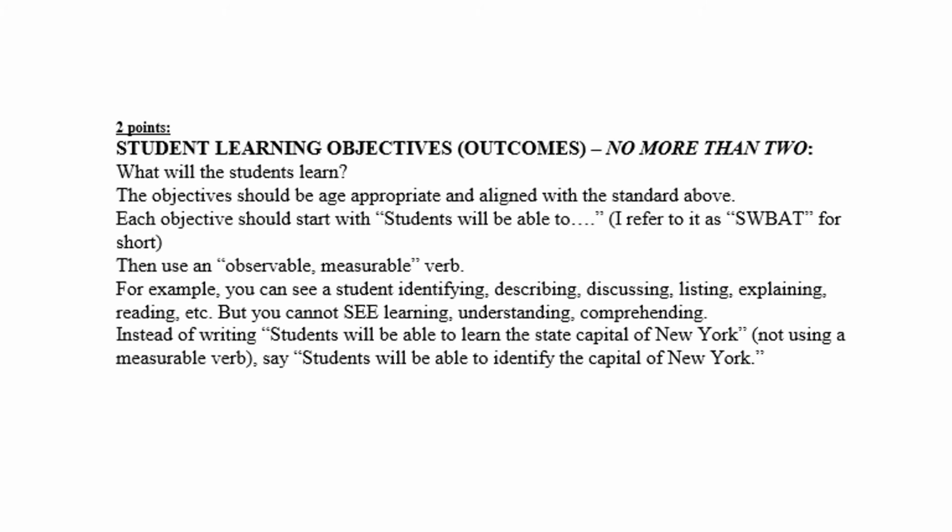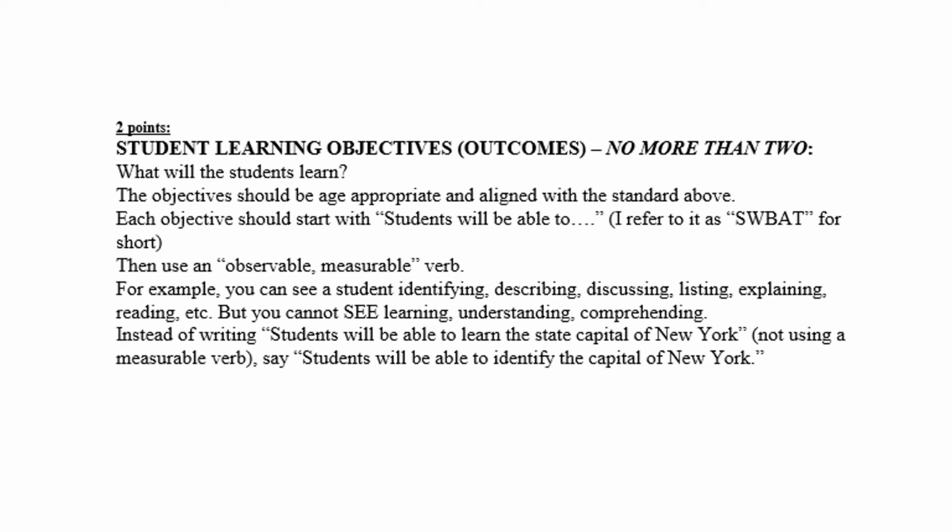You should also have a student learning objective, no more than 2, for the lesson. This is what you want students to learn, what you want them to be able to know or do. It should be age appropriate and aligned with the standard. Each objective should start with students will be able to. Sometimes you will see that as SWBAT. And then after you put that, you use an observable, measurable verb. For example, you can see a student identifying, describing, discussing, listing, explaining, reading, but you cannot see learning or understanding. So don't use the words learning, understanding, comprehending.